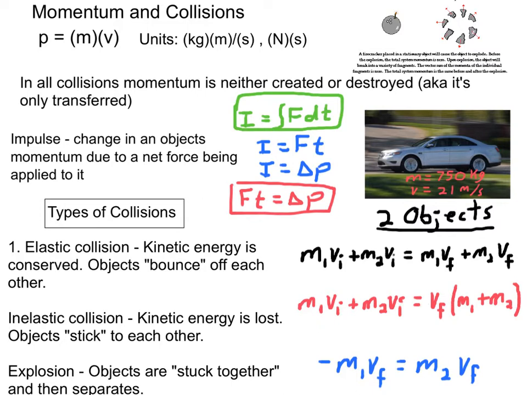And then these other two should make logical sense from that. If the objects are going to stick together afterwards, well, we just add the masses, and if they're stuck together, they have the same velocity. So they're like one object now on the final side. And if the objects were at rest in an explosion beforehand, well, here all of your initial velocities become zero, leaving you only with finals. So we're able to move this guy to the other side, subtract him over, and get this equation.